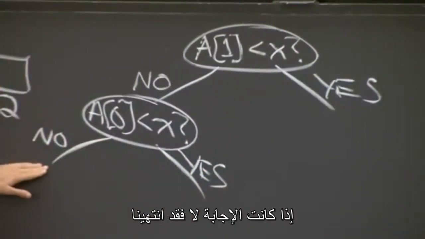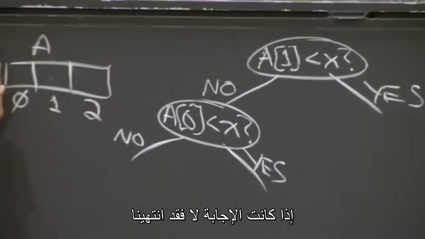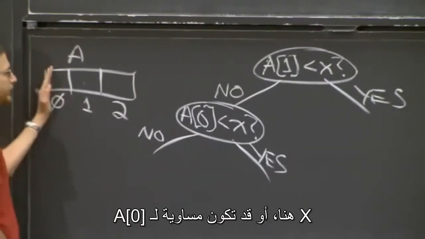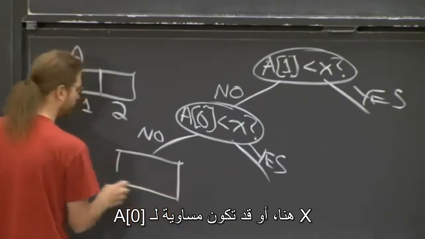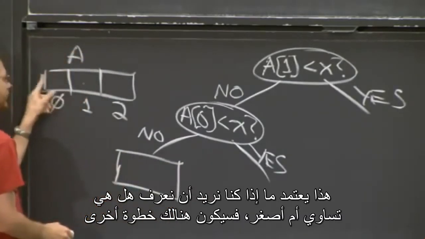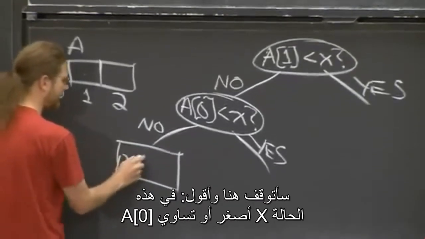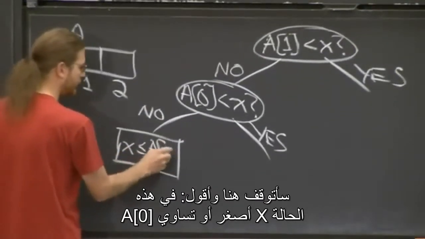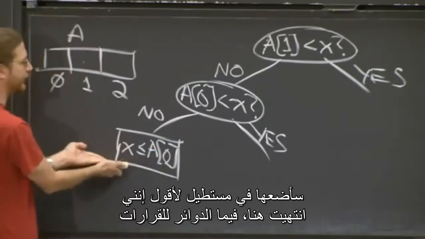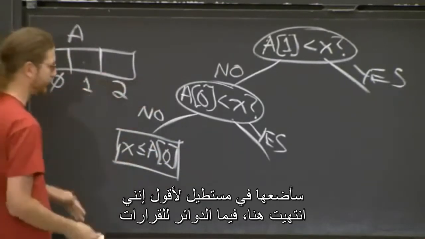If the answer is no, we're kind of done. We know that X is over here. Or it might actually be equal to A0. So it depends. If you want to figure out whether it's equal or less than, there'd be one more step. But I'll just stop it here. We'll say, well, in this case, X is less than or equal to A0. I'm going to put it in a box, say that's done, where the circles are the decisions.